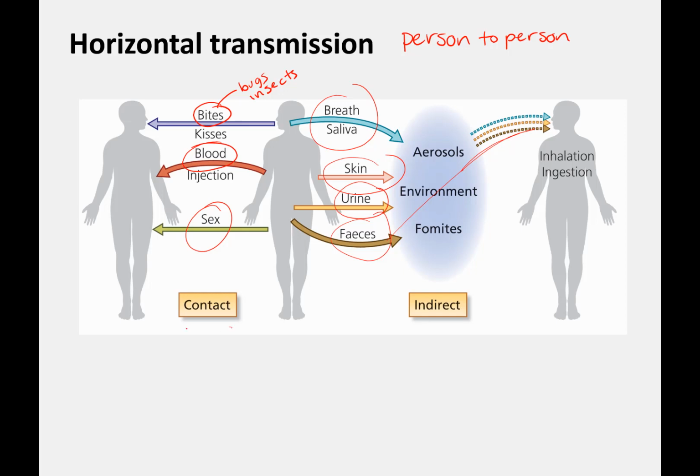So we have direct contact and indirect, where viruses are present either in the aerosols, the environment, especially like contaminated water or food, or on these inanimate objects, fomites.